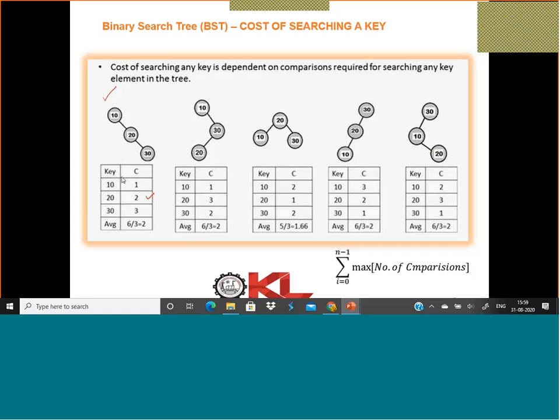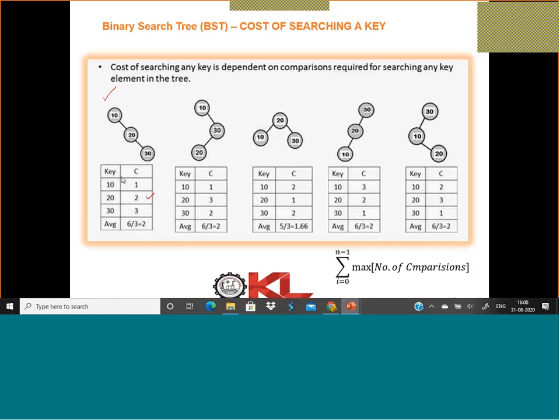Then to search 30, what am I getting? 3 comparisons. So overall, how many comparisons are required if I access the elements 10, 20 and 30? For 10, 1; for 20, 2; for 30, 3. So a total of 6 comparisons are required to access all the elements one by one. Total elements are 3 and the number of comparisons is 6. 6 by 3 gives 2.